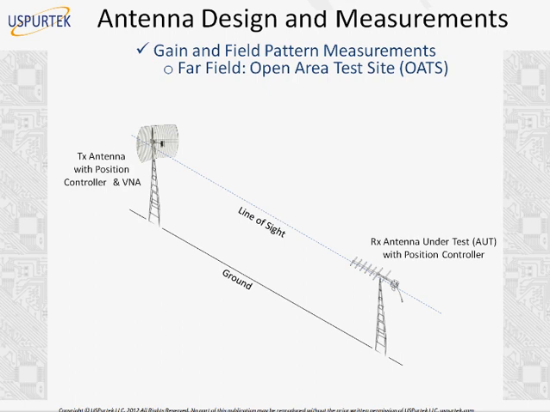Because here, our focus is we want to measure its gain and field patterns in the far field. Remember from the previous webinar that the far field is important for us. It's the far field that we use in wireless communication, and the parameters are very important. So the antenna under test again has a position controller, and we can move the height of the antenna up and down, left and right, using the position controller.